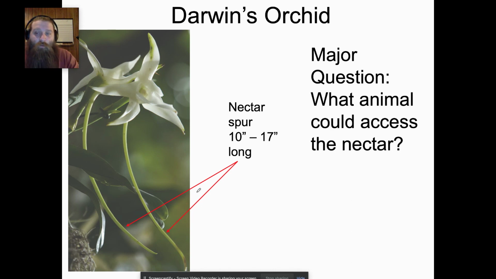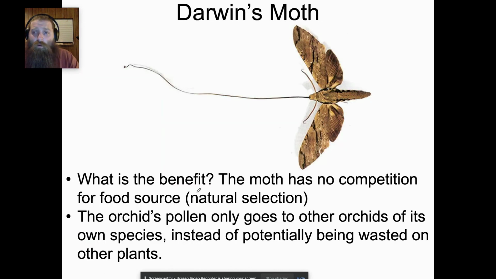A bee can't get to that, right? So the question was, what animal could possibly access that nectar? Because if this species is successful, it must have evolved a way for its pollen to be spread around. Needs a pollinator. Well, they found the pollinator. It's called Darwin's moth. It has a tongue that can reach all the way back to that 17-inch spur. So it's a big moth.